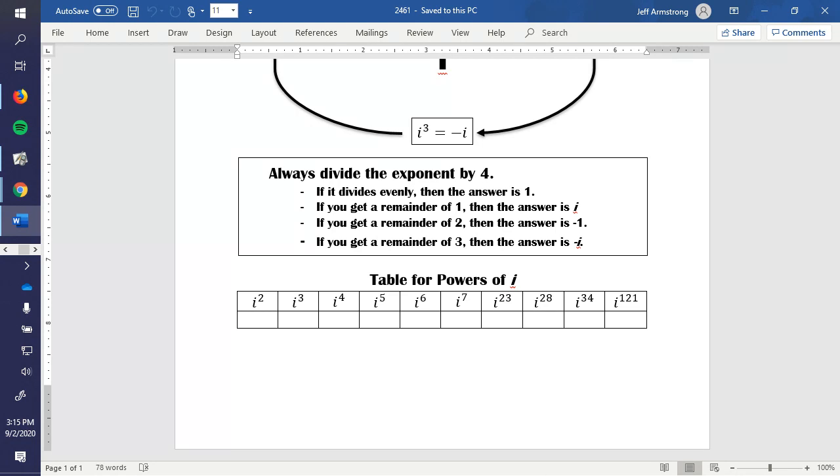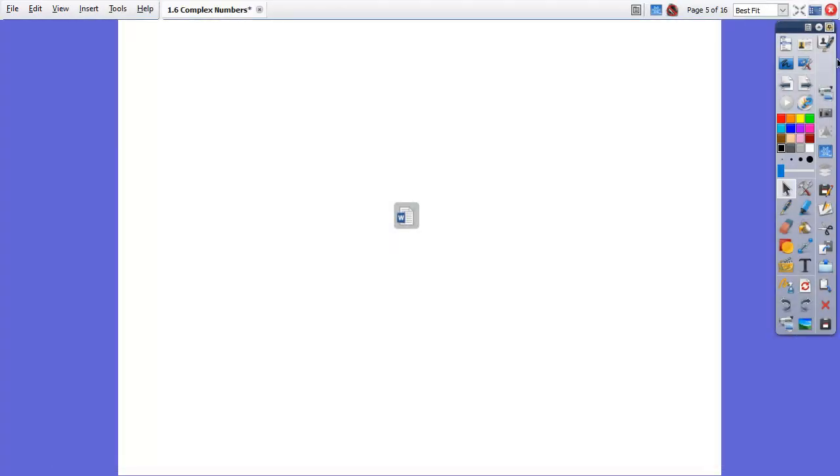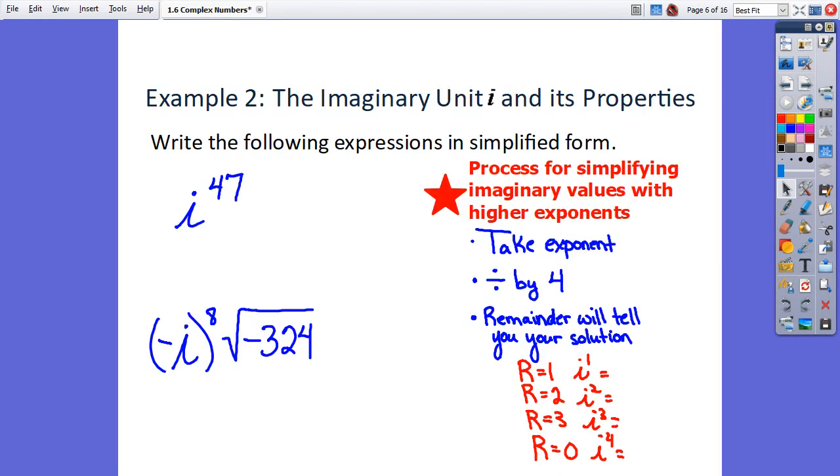121 divided by 4, you get like 30 with a remainder of 1. Again, all I care about is the remainder of 1. And so it's i to the first, or i. I wanted to show you that. That will be a file that you can utilize. And so let's go ahead and head back to our slides here. This is now applying what we just talked about.